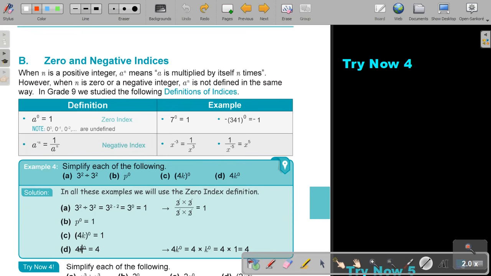But if they say 4k to the power of 0, then it's only k that's to the power of 0. So it's actually only this part that becomes 1. And then it's 4 times 1, and that's equal to 4. That's what I showed you there.